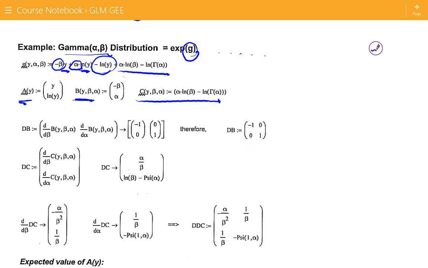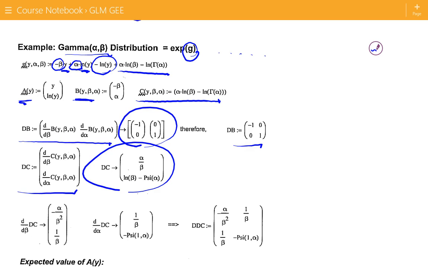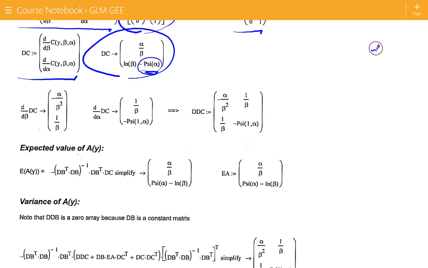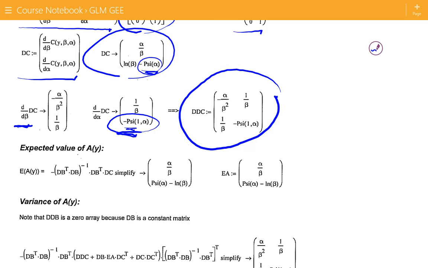If we take the derivatives of B with respect to alpha and beta, we get a matrix of negative 1, 0, 0, 1. And for the derivative of C, we get alpha over beta, log beta, psi alpha. Don't worry, that's just another type of mathematical function. Then we take the derivative of dC with respect to beta, and we get alpha over beta squared, 1 over beta. If we take the derivative of dC again with alpha, we get 1 over alpha and negative psi 1 in alpha. Again, it's a mathematical function you could look up; it'll calculate to a certain value. And so overall, we get this matrix.